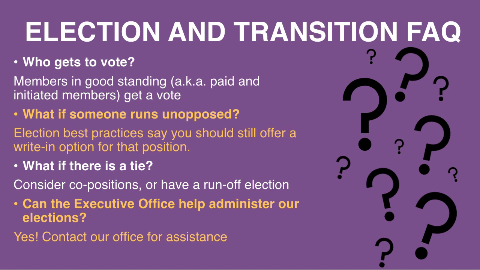What if there's a tie? Well, there's a few options here. You could consider having the two winners hold co-positions. Just make sure that in the event one of them has to step down, there is a contingency plan in place. The other options are to set up a runoff election, or you can discuss with the candidates if one would like to concede. It is up to you on how best to handle these options, but please remember, first and foremost, always be professional and fraternal.